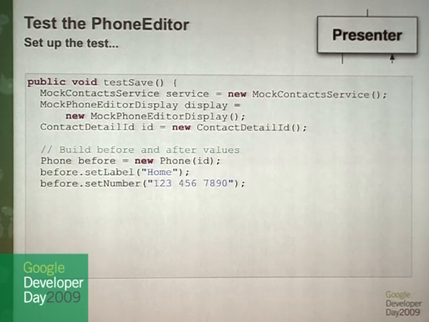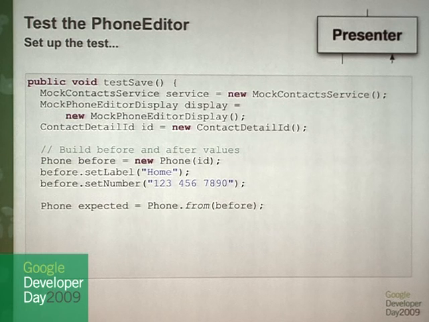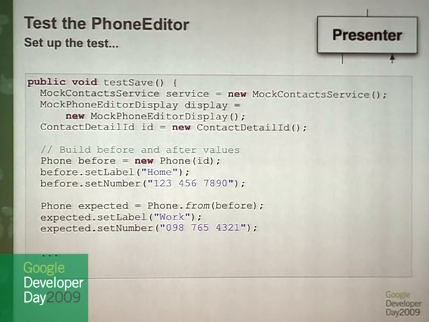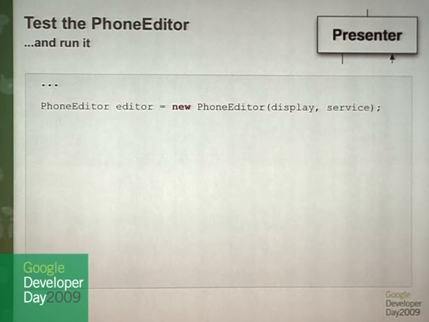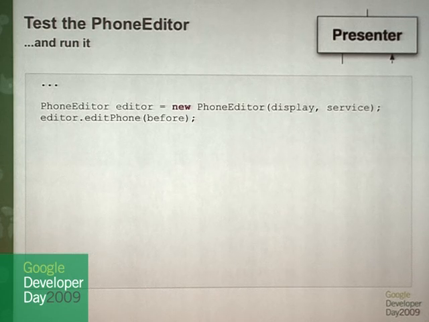So the before value is a home phone number, 123-456-7890. Then the after values, I'll make a copy of the before, and what I want is actually now a work number, and then 098765, etc. So that's before and the after that I want. Now we're going to run it. So we instantiate the editor. We call edit phone. That means start editing.